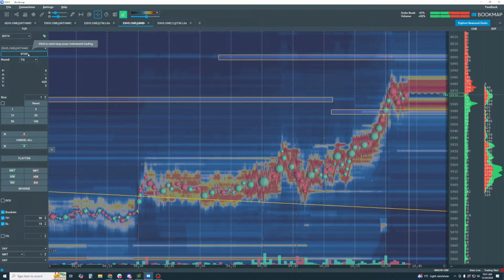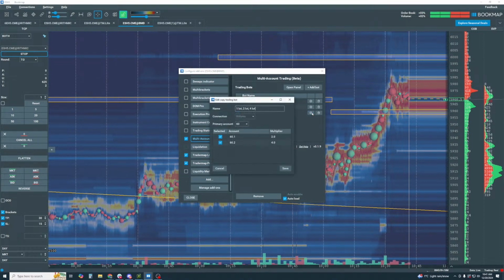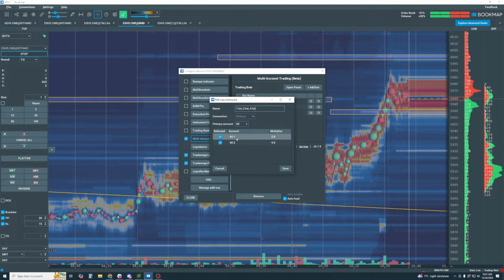So for all of you guys using some of these prop trading services, you can do the same. You can route multiple contracts, one lot, two lot, and this is my setup here. In each account, my primary account in Rhythmic paper trading here is 60. I have 60.1 and 60.2 here. In 60, I'm trading 1. I'm using a multiplier, that's over here, of 1, because I'm trading off of that one.